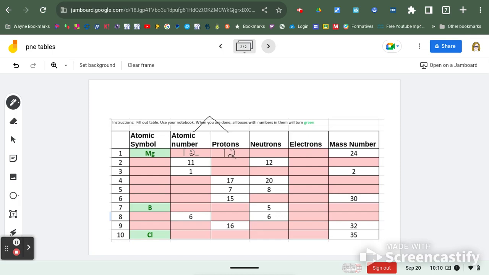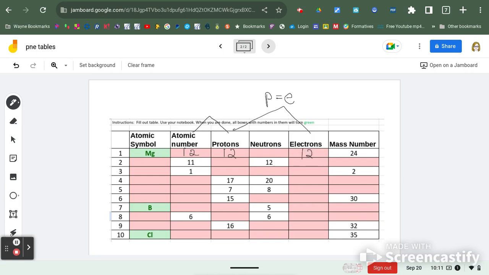For right now, the protons and the electrons are equal. That is true for a neutral atom, and these are all neutral. There's going to come an assignment where the protons and the electrons are not equal because they have charge, but for this assignment, they are equal. So this is 12.